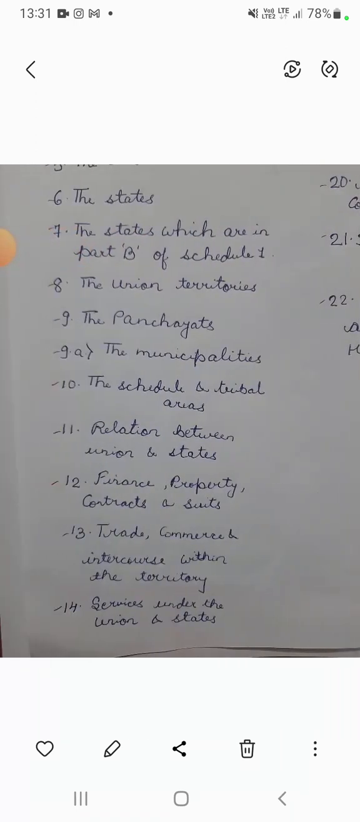Part 10 talks about the scheduled and tribal areas. The people who are STs and SCs, meaning those who belong to scheduled tribes or scheduled castes, like the tribes Panch Parganya, Oraon, Munda, Ho. Their culture, their areas are separated, and their areas are given to them only. So Part 10 talks about scheduled areas.